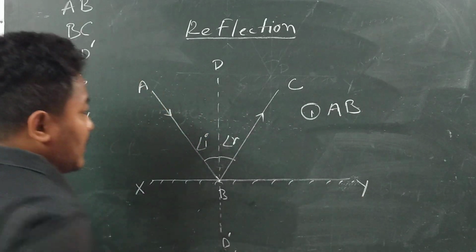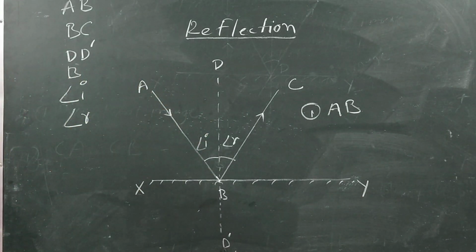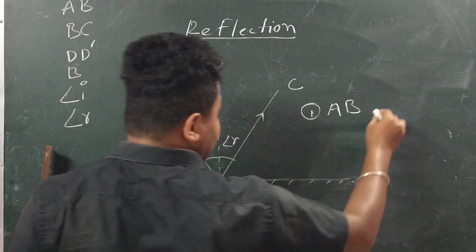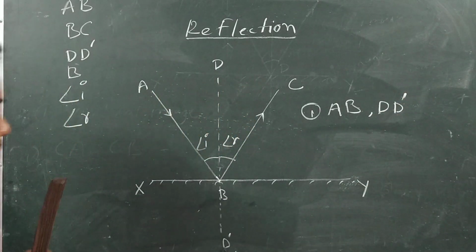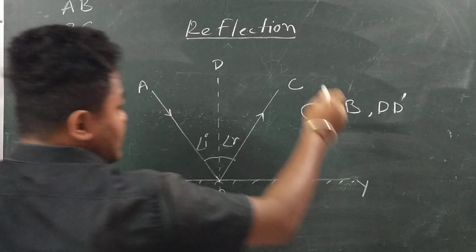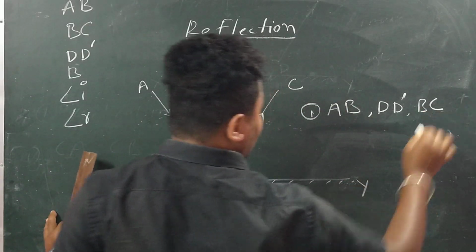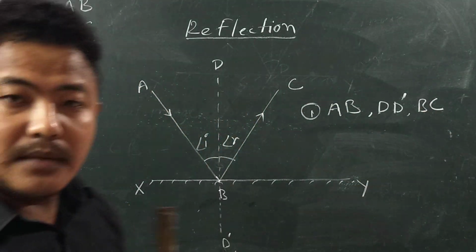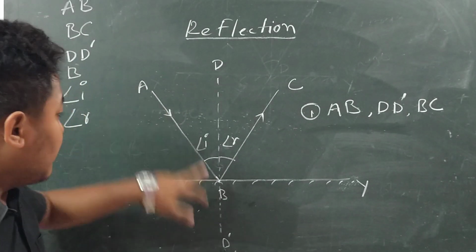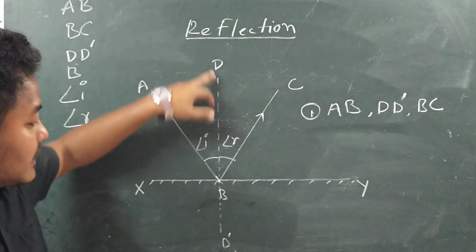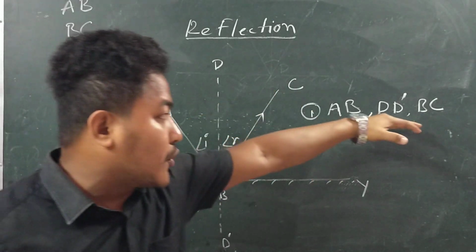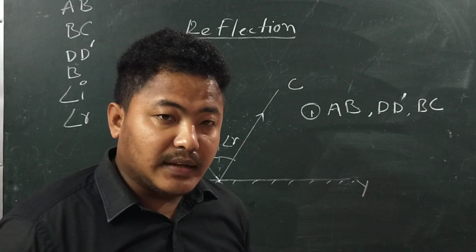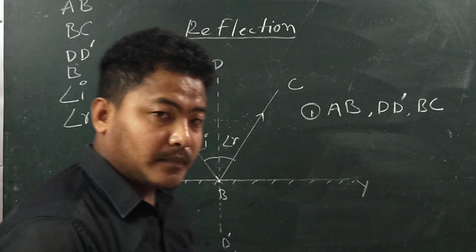What was AB? AB was your incident ray. This is D dash. Then your BC. AB, that is incident ray, D dash, that is your normal, BC, that is your reflected ray, are going to lie in the same surface of the plane.